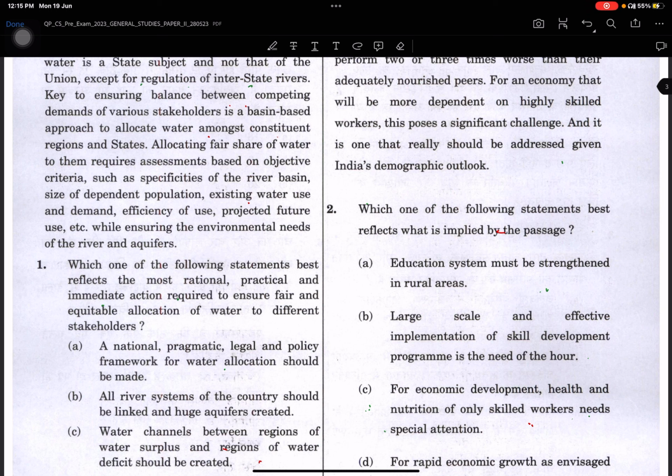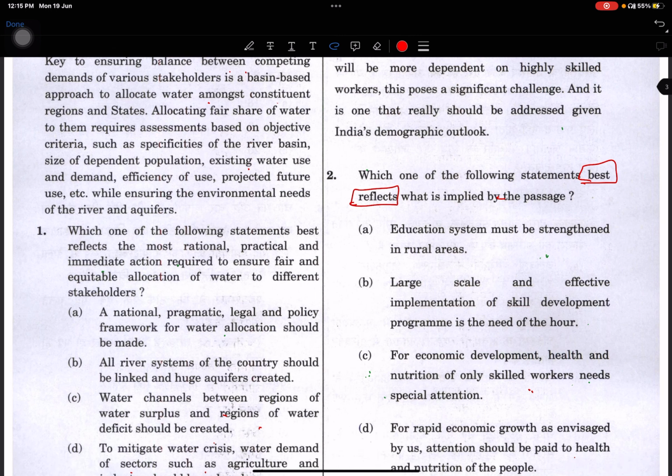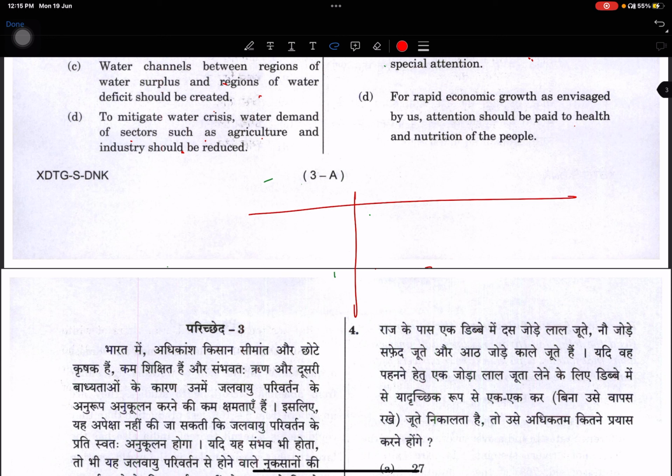Read the question paper. Which one of the following statements best reflects what is implied by the passage? We will underline the keyword also. Best reflects is the keyword, not good, but the best. So we will read option 1. First we will make a table: possible answer zone, elimination zone.